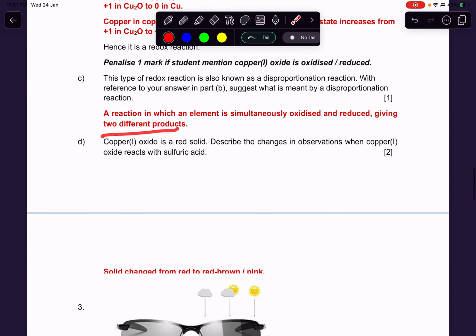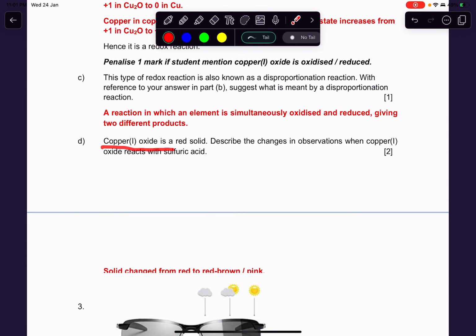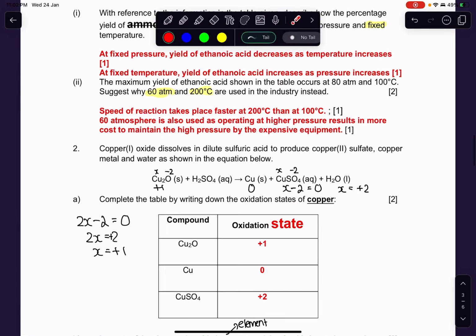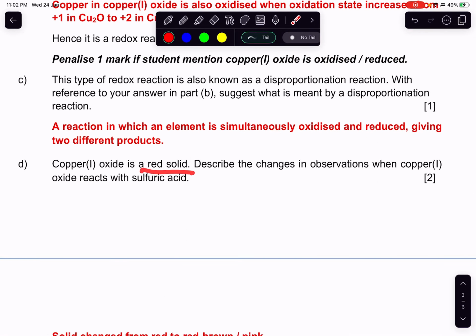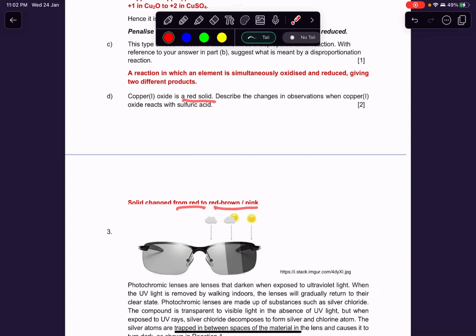Okay, next is the QA portion. Copper 1 oxide, they tell you, is a red solid. Describe changes in observations when copper 1 oxide reacts with sulfuric acid. Going back to the equation, look at the states first, because you always want to compare states. Usually you will compare solid and the aqueous states. In this case, you see red copper 1 oxide changes to copper metal. Copper metal, you can say reddish brown, you can say pink, both are acceptable. So the change is red to red brown, or pink.